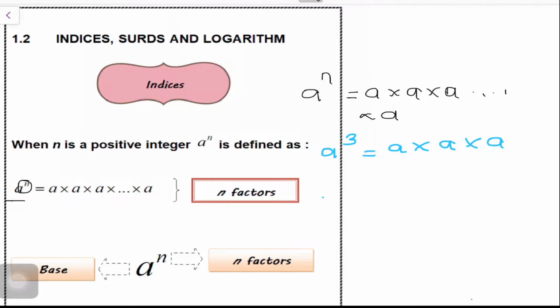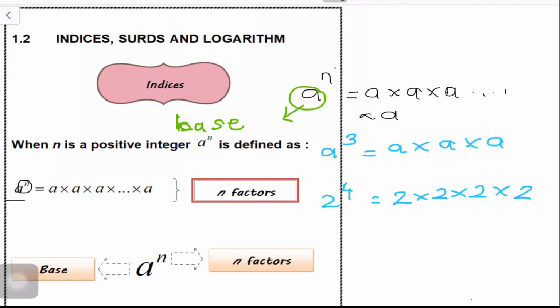So if I give another example in the form of a number, if you have 2 to the power of 4, meaning you need to multiply 2 4 times: 2 times 2 times 2 times another 2. So a here we call the base, where n here we call the index.